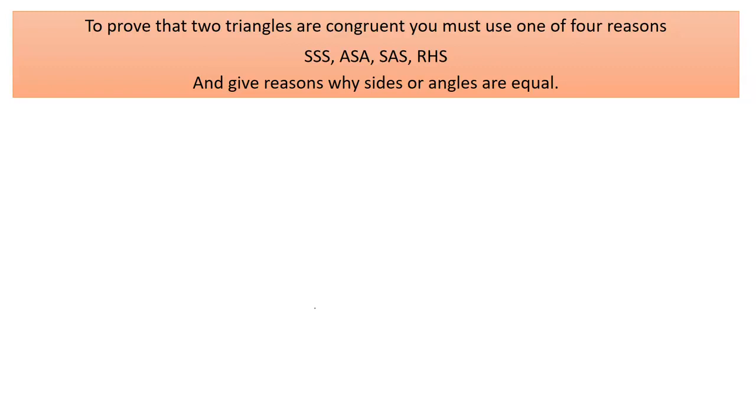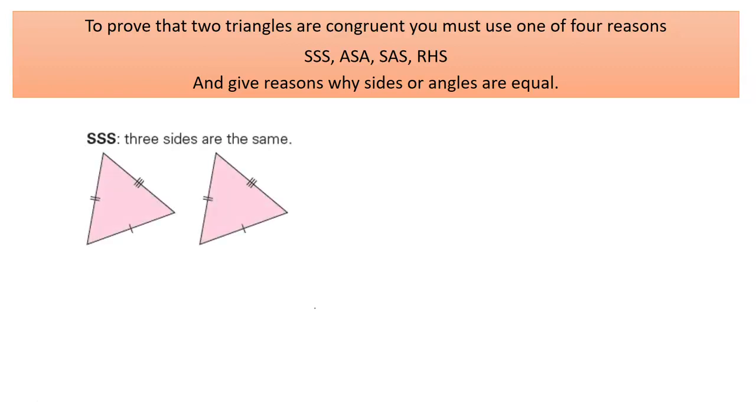So to prove that two triangles are congruent, we must use one of 4 reasons. And we need to give reasons why these sides or angles are equal. Now, some of you will also use AAS. That's just a variation on ASA. So this is what they look like. SSS, S standing for side, 3 sides are the same.